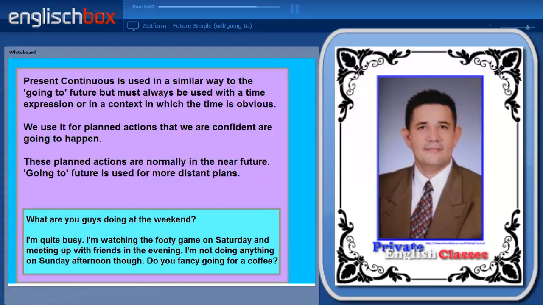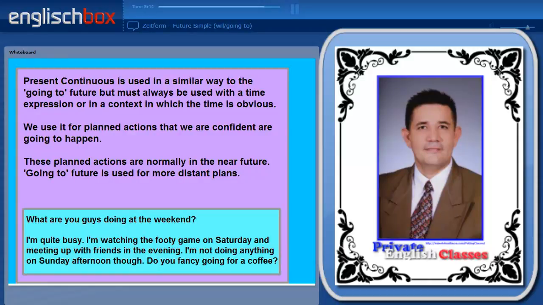What about the use? Well, present continuous is used in a similar way to the going to future for planned actions, but it's very important to use this time expression, or from the context, the time has to be obvious. We are normally a little bit more confident that the action is going to occur when we use the present continuous, and it is more often used for actions that are going to occur in the near future. In the distant future, we use going to.